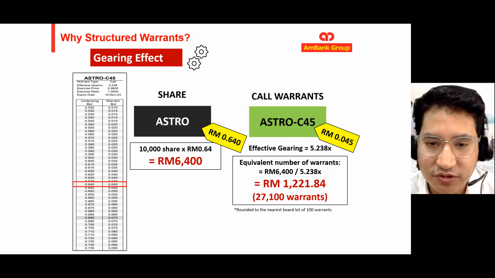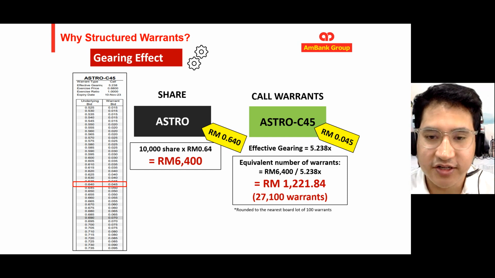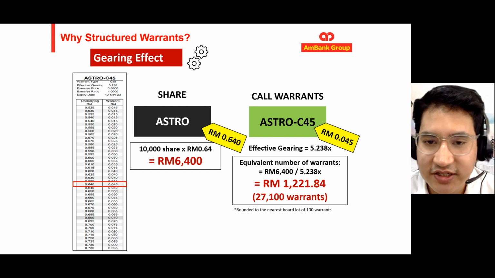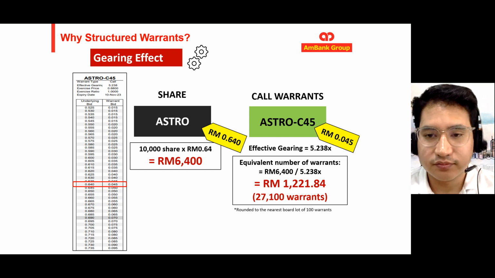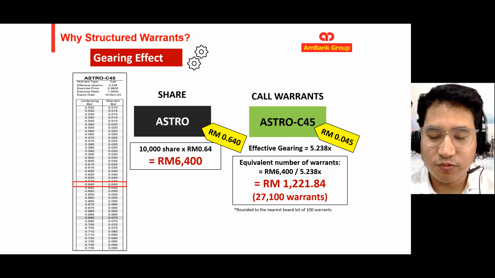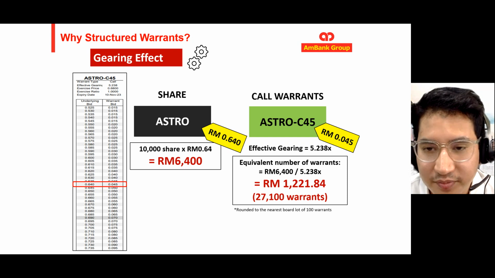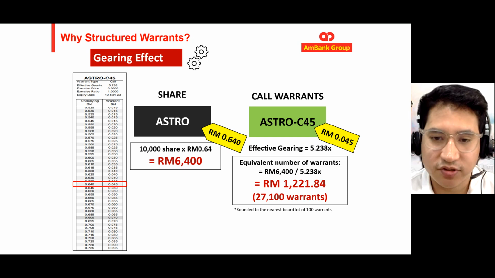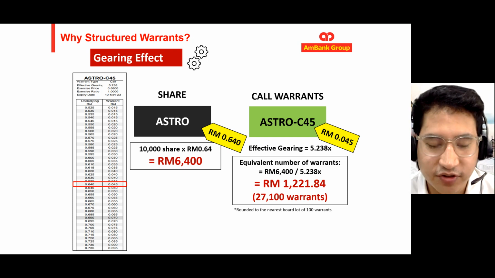You're looking at our price matrix and you see that, for example, the current price of Astro, the underlying share price, is 64 cents. And you see in our price matrix that the warrant price is 4.5 cents over here. So say you want to gain exposure into Astro. So you buy 10,000 shares worth of Astro at 64 cents, which is about 6,400 ringgit that you have to cough up.